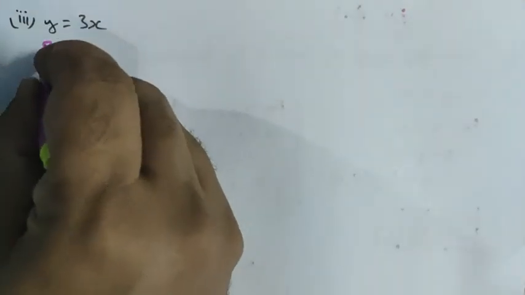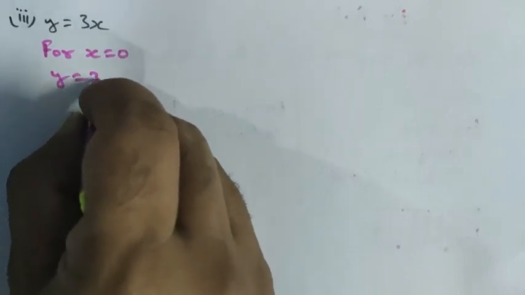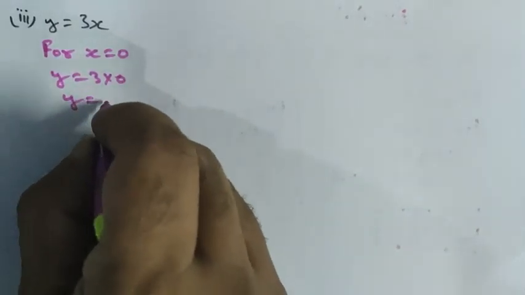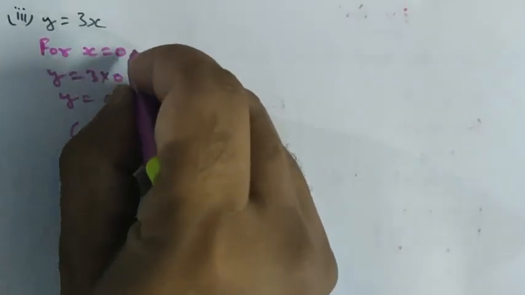So I have told you, if the equation is in this form, x is equal to ky or y is equal to kx, it will always pass through the origin. Let's see. y is equal to 3x. For x equals 0, y equals 3 times 0, that is y equals 0. So the first coordinate is 0 comma 0, which means it will pass through the origin.